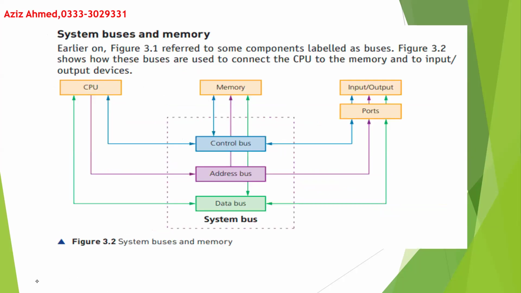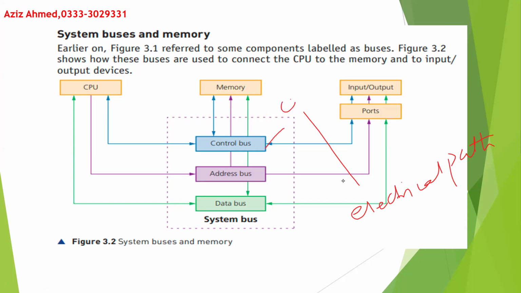You can see system buses and memory. Already we discussed the data bus, control bus, and address bus. All buses are connected with memory, CPU, and input output. The buses play a vital role in transferring data. What are the buses? Basically an electrical path on which data moves.